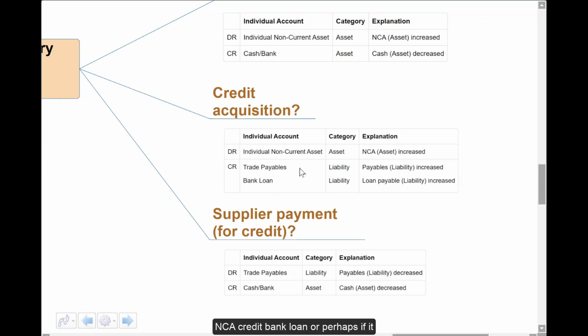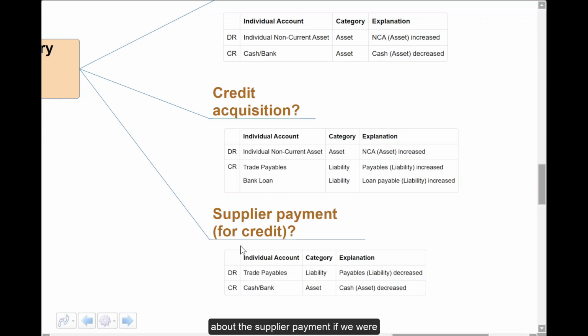Or perhaps if it was a credit purchase from a supplier where we were being allowed 30 days credit, it would simply be debit NCA, credit trade payables. So it'll be either or rather than both. Okay, so that's a credit acquisition.